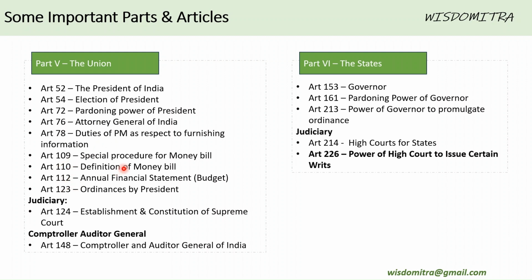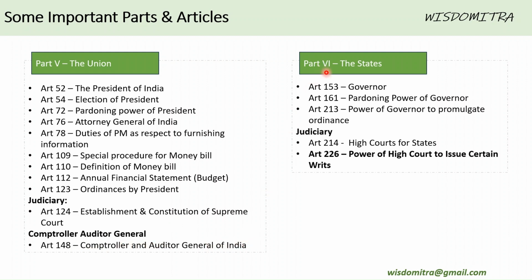110, 112. Money bill is a different kind of bill. We'll discuss this when we go into parliamentary procedures, but as of now, you can remember definition of money bill is under Article 110, and then under Article 112, budget is presented. The one that's presented in February every year. That is on account of Article 112, and 123 is about ordinances by President. 124 is about establishment and constitution of Supreme Court. 148 is about Comptroller Auditor General of India.